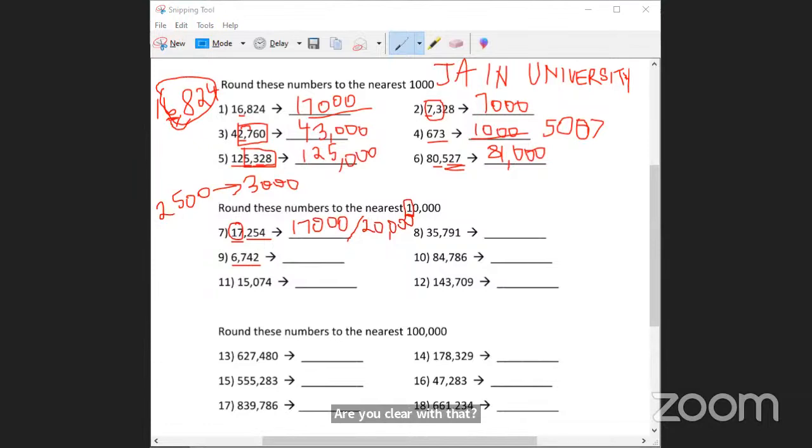Are you clear with that? So why it is not 17? Because I want the nearest tens place, not the thousands place, tens place. So I'm taking it as 20,000. Next, 35,000, the nearest one would be 36,000 because it is more than 700. So it is 36,000. Got it?